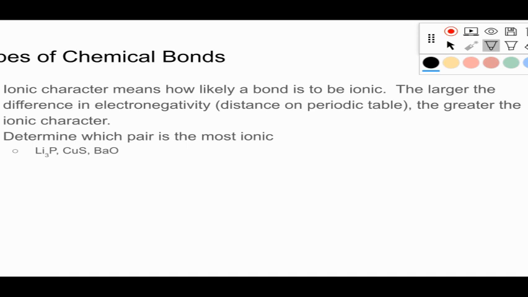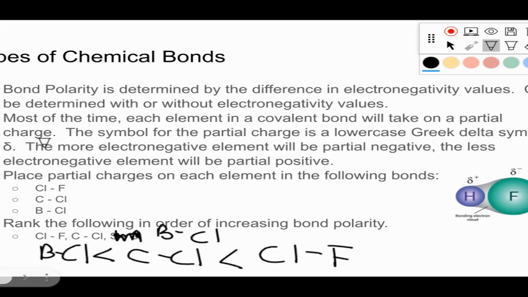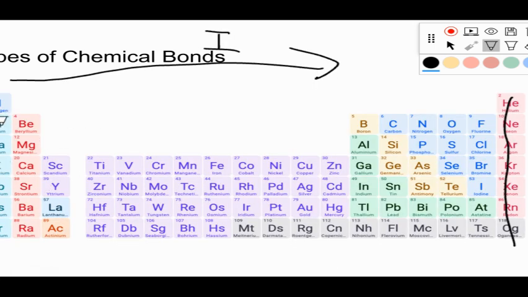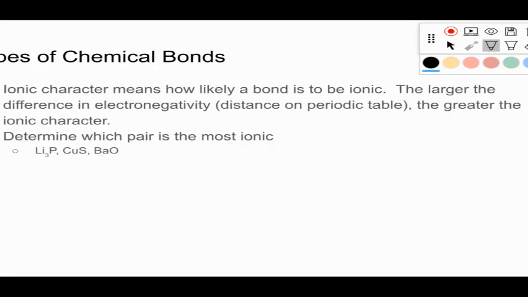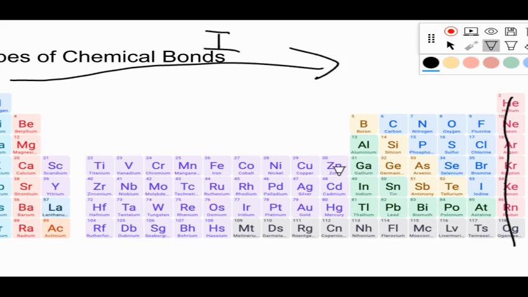So for these, we're just going to look at where these different pairs are. This one's asking us which one is most ionic. So I have lithium and phosphorus. So if I go back here, I have lithium here, phosphorus here. So we know that it's ionic because it's a metal and a nonmetal, but they're pretty far apart. And then we have copper and sulfur. Copper's here, sulfur's here. They're really close, so that's probably not going to be the ones with the most ionic. They're probably going to be the least ionic.